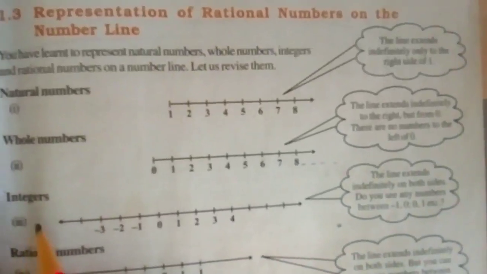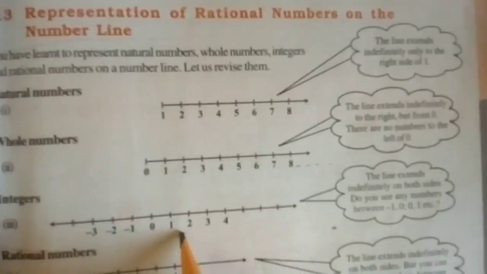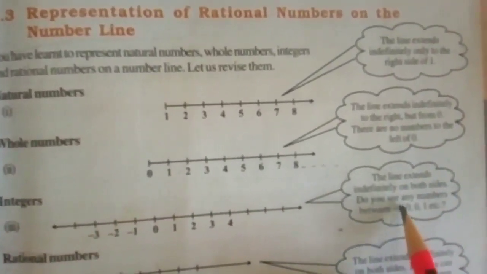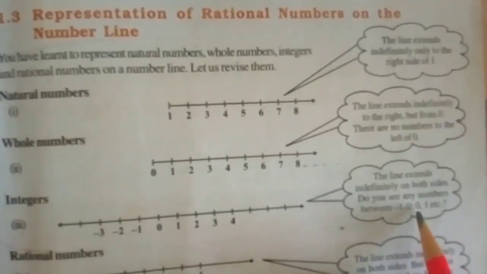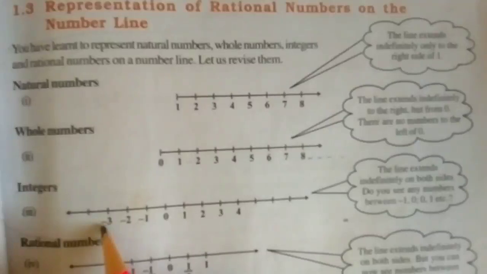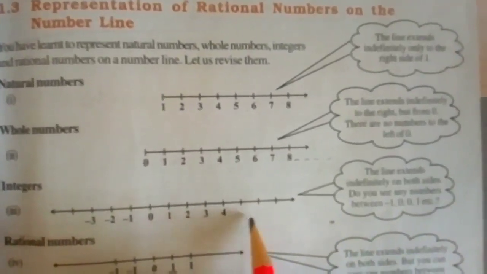Now integers. Integers are negative numbers, 0 and positive numbers. The line extends indefinitely on both sides. Do you see any numbers between minus 1, 0, and 1? Now see here, the negative numbers extend indefinitely and the positive numbers extend infinitely.